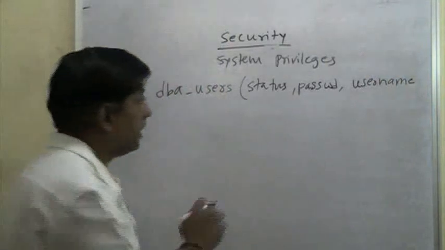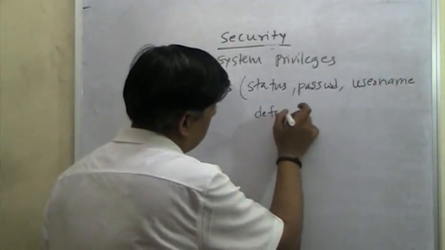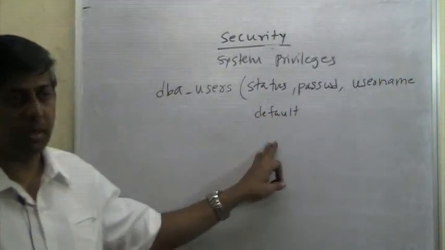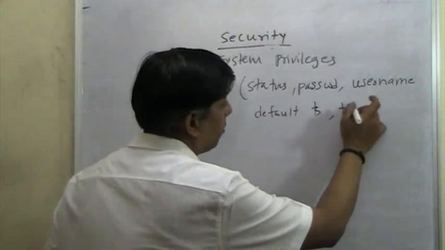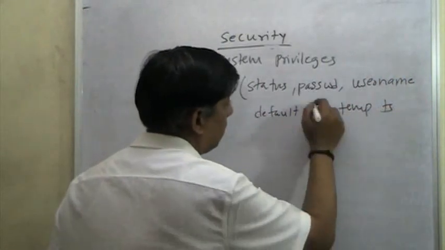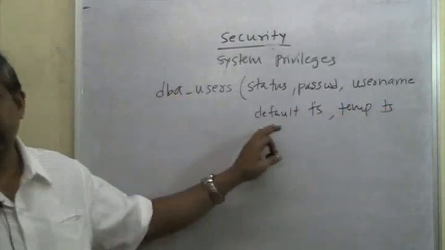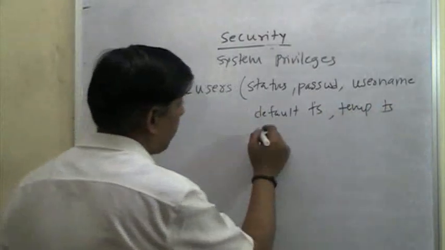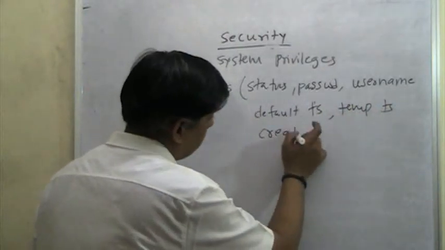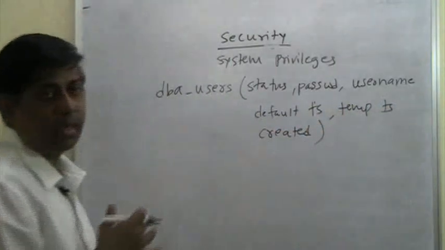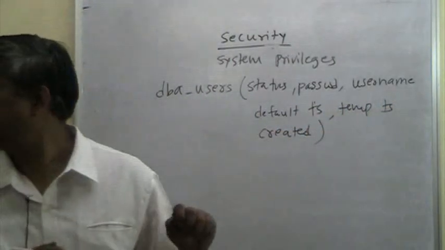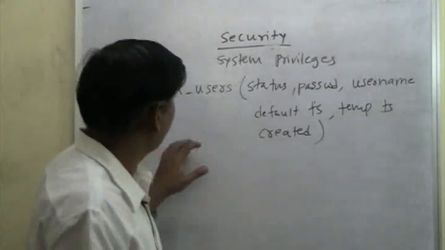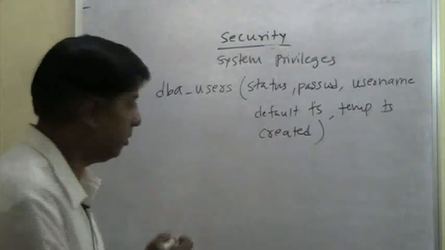It will also contain the default tablespace. So if you want to find out what default tablespace has been assigned to user Shekhar, you can find that out from here. Default tablespace, and similarly the temporary tablespace. Those are written inside DBA_USERS. Any other information? Yes, there is also the time when the user was created, so you can do some auditing about when the user was created and all that. This is DBA_USERS, the list of all the users.